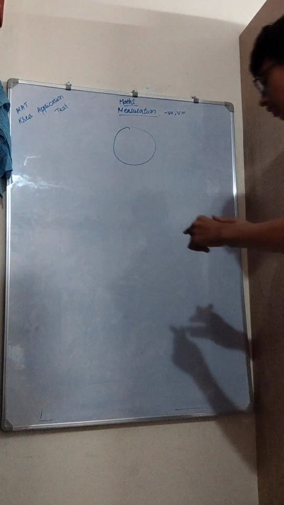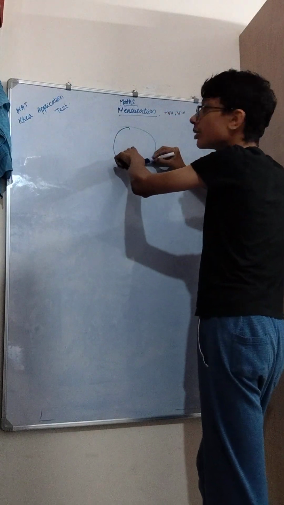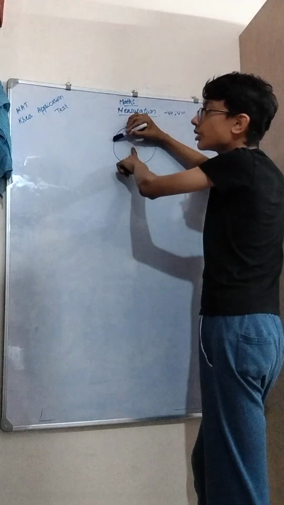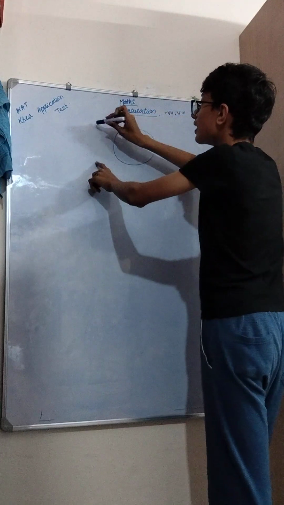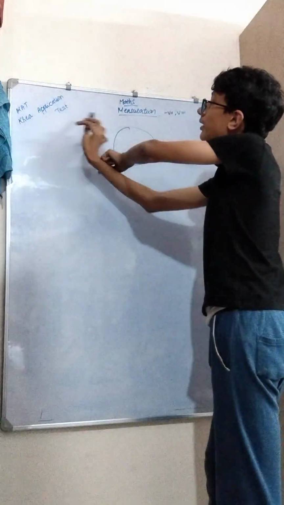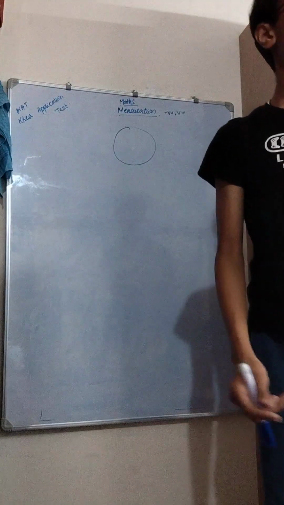So now, from here to here the distance is fixed, from here to here the distance is fixed, from here to here the distance is fixed. So everywhere the distance is fixed, it is making a circle. When a shape like that is formed, that is considered a circle.